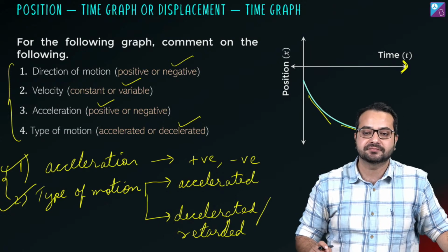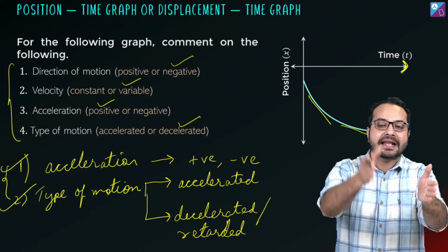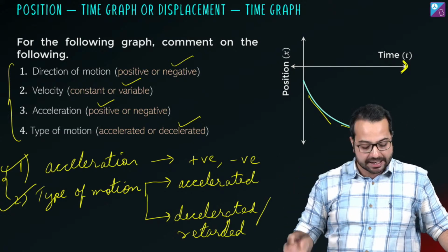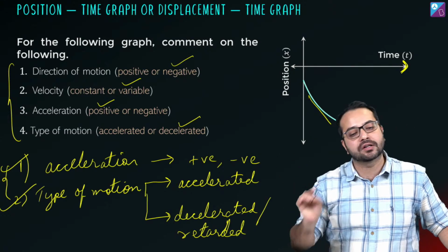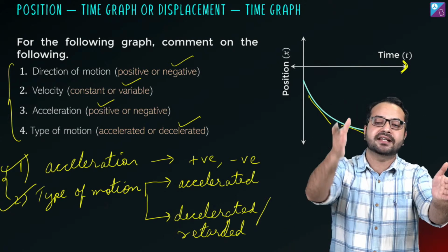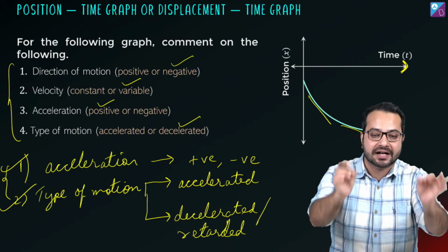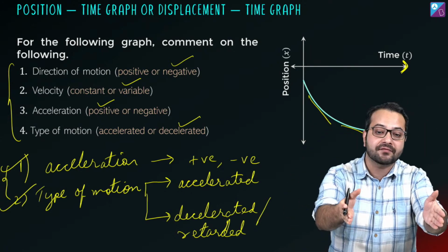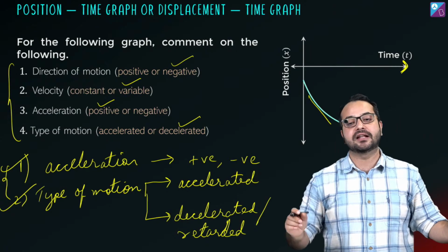Is that correct? When velocity and acceleration are in opposite directions, the speed is going to decrease and it will be called the decelerated or the retarded motion. Correct? अगर velocity positive है, acceleration negative है, तो retardation या deceleration होगा. Velocity negative है, acceleration positive है, तो भी retardation या deceleration होगा.